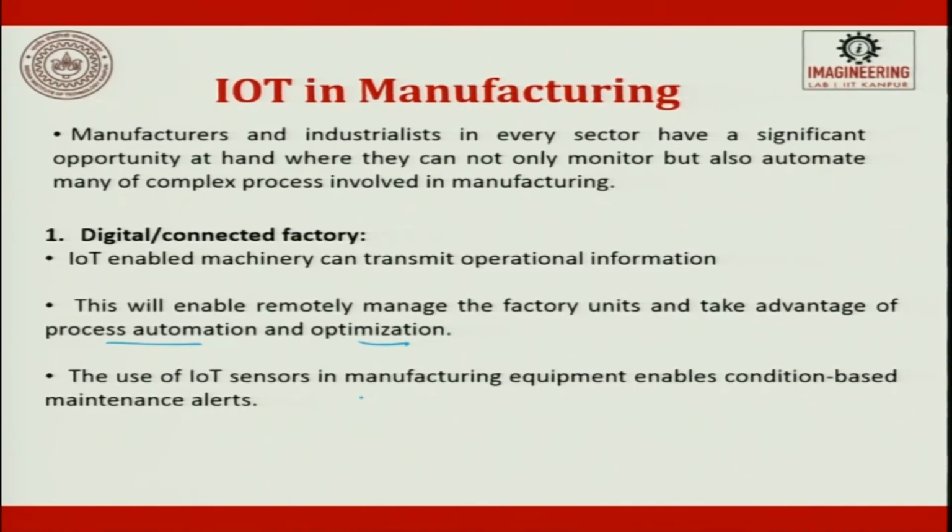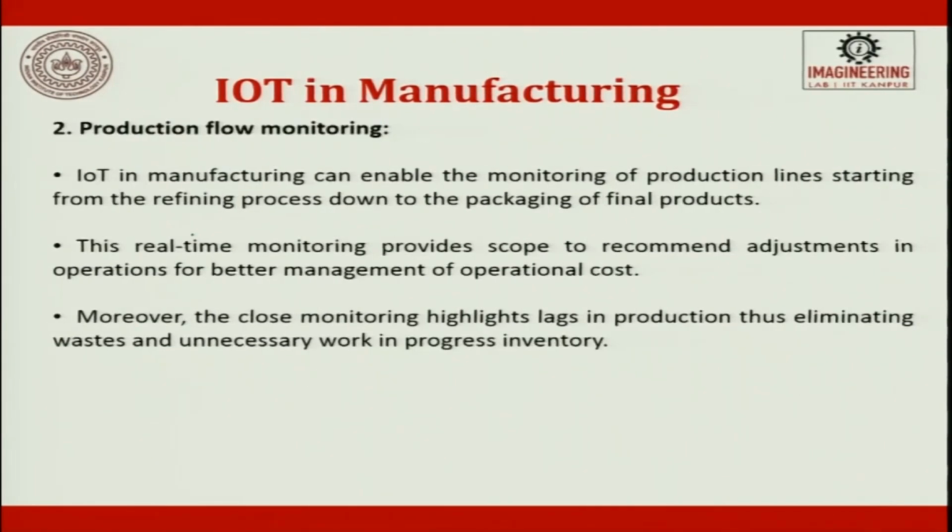The use of IoT sensors in manufacturing equipment enables condition-based maintenance alerts. Production flow monitoring: IoT in manufacturing can enable the monitoring of the production line, starting from the refining process down to packaging of the final product. This real-time monitoring provides scope to recommend adjustments in the operation for better management of operation cost. Moreover, close monitoring highlights lags in the production, thus eliminating waste and unnecessary work in progress inventory.